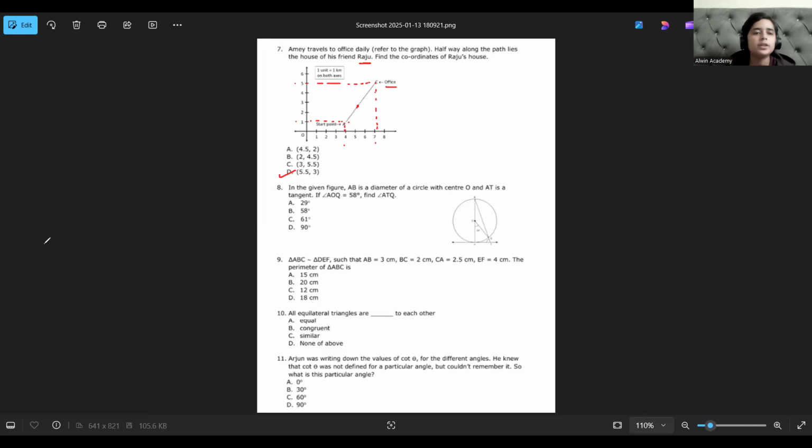Going to the next question. In the given figure, AB is the diameter of a circle. Let me just zoom in on this figure.